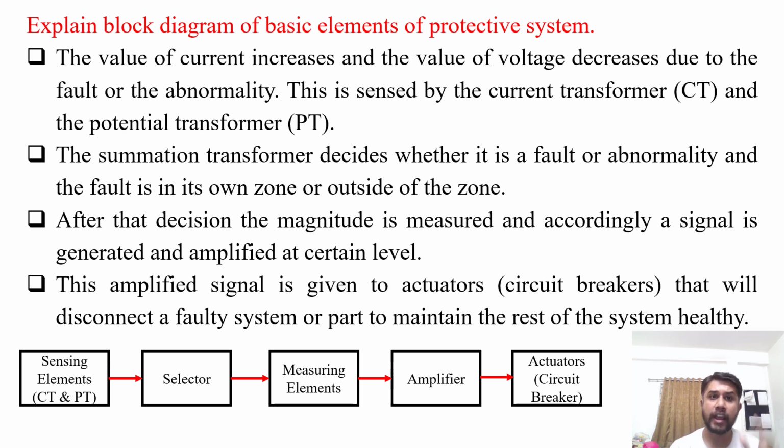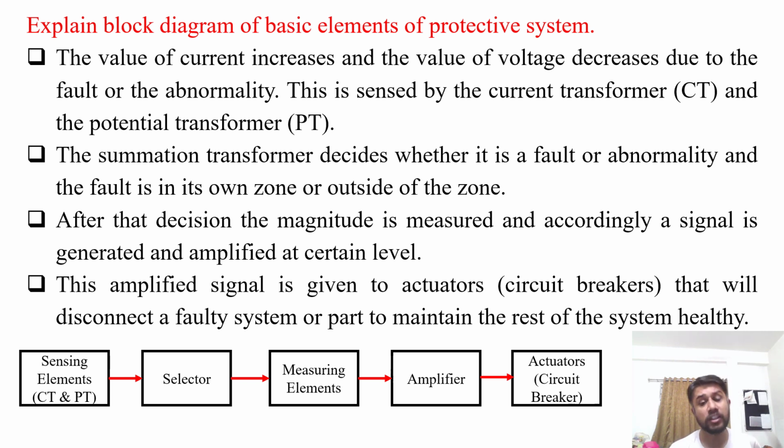Explain the block diagram of the basic elements of a protective system. As we have already discussed, there are 5 basic blocks of a power system protection point of view. First is the sensing element, which senses the abnormality and provides the signal to the selector, or the brain of a system, which detects whether it is a fault or not, whether it is an in-zone or out-of-zone fault, what to do, what not to do.